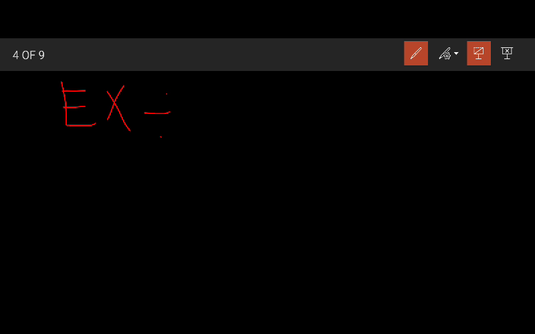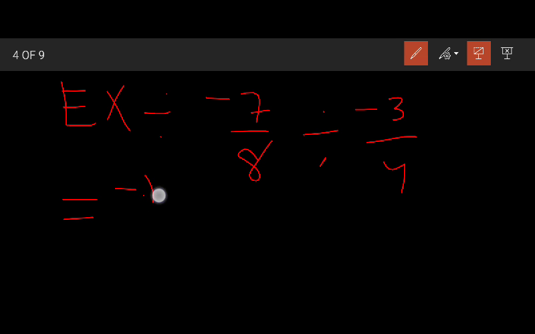Here also, by what number should you multiply minus 3 by 4 so that the product will be minus 7 by 8? The product is minus 7 by 8. So what is the technique? You divide the product by the one number. The product is minus 7 by 8 divided by the number minus 3 by 4. So what is your answer? Minus 7 by 8 multiplied by 4 by minus 3.